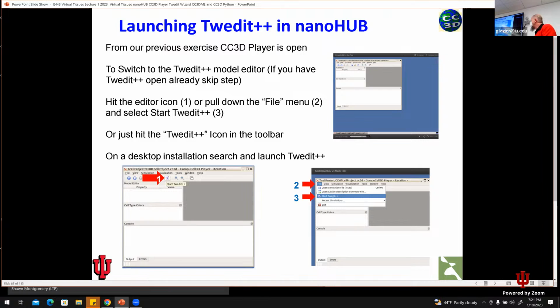Okay. If you are in CompuCell Player, you can go to the File menu and hit Start Quit. Or there's an icon, a skeuomorph, that shows something that no longer makes any sense, like the floppy disk icon we have for saving things. So there's a picture of a pen and paper that takes you to the editor. If you're on your local machine, you can also search in your Finder for Twedit and launch it directly. So I want everybody to launch Twedit.